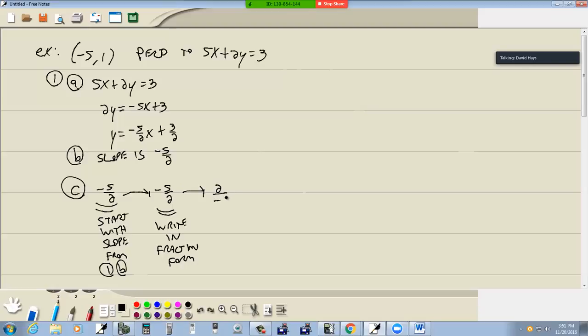And then we're going to flip it. This is the reciprocal part. Reciprocal means fraction flipped. And then we're going to change its sign. So it goes from a negative 5/2 to a positive 2/5. And that's what a negative reciprocal means. Means flip the fraction, change the sign. So the m we're trying to find is going to be 2/5.